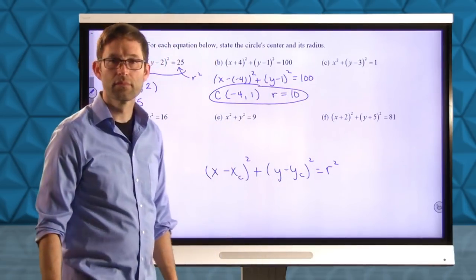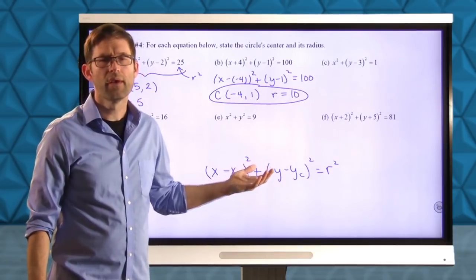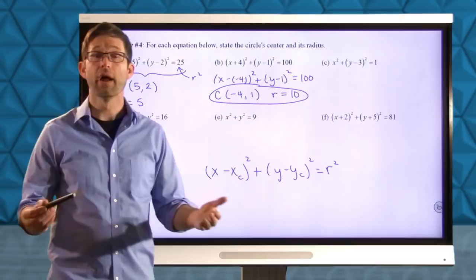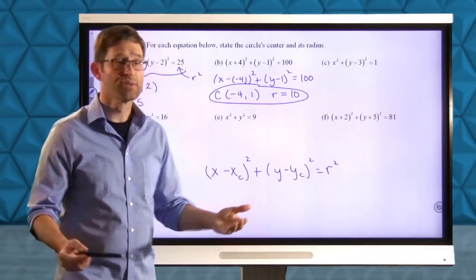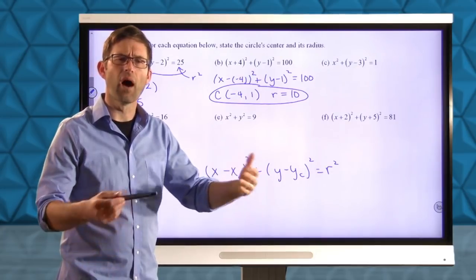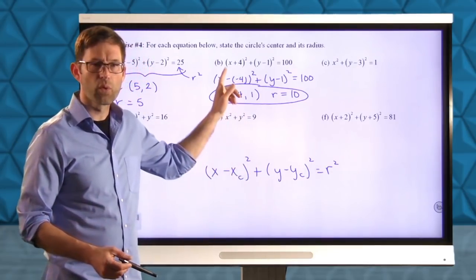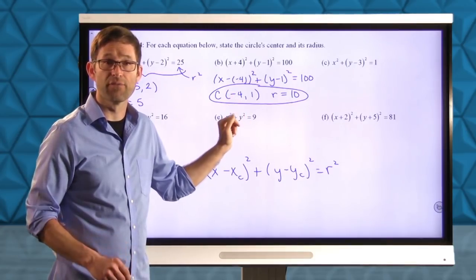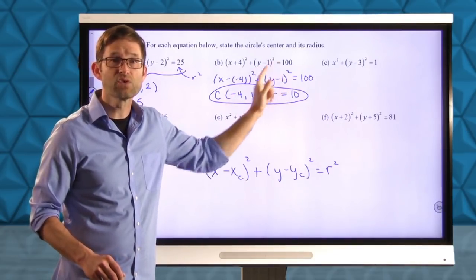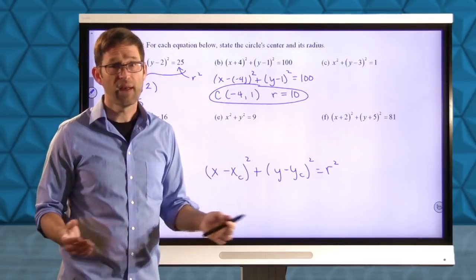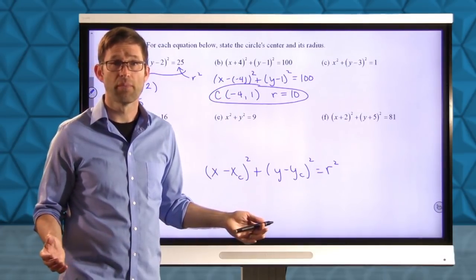All right? Simple enough. Now, what many students will start to do, very understandably, is they'll say, look, I'm going to look inside the parentheses and I'm going to kind of take the opposite of what I see. In other words, when I see x plus 4, that's going to tell me the x coordinate of the center is at negative 4. When I see y minus 1, that's going to tell me that the y coordinate is at positive 1. And that certainly works. There's no question about it.